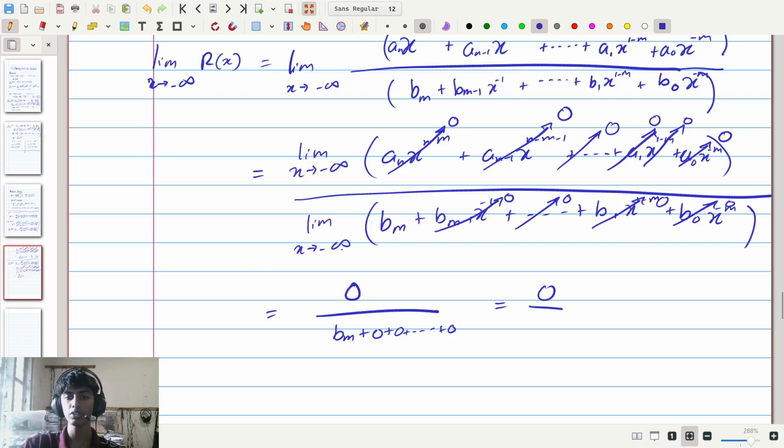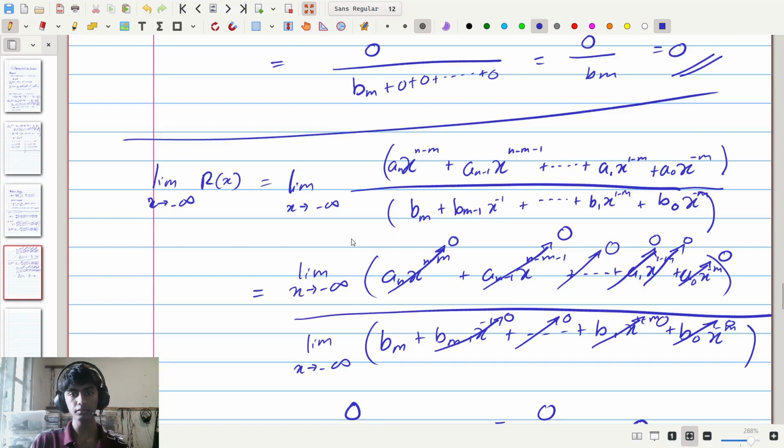So here we have 0 divided by b sub m once again, and since b sub m is the leading coefficient, it cannot be 0. So we have 0 divided by a non-zero value, which means we have 0 here. So therefore in this case as well we have 0.